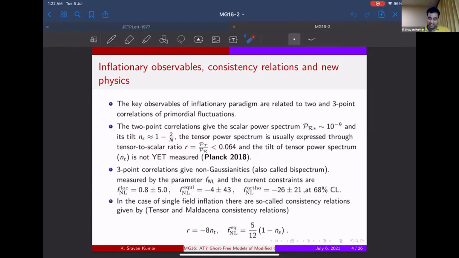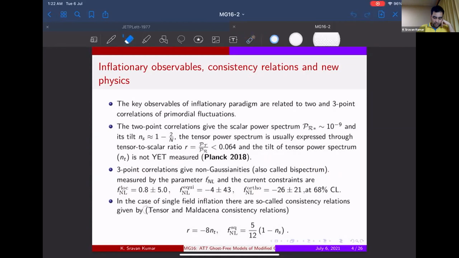Another key parameter is called the tensor tilt. It is not yet measured, but it is a very important parameter if we want to distinguish some frameworks of inflation and also some alternatives. And this is the current status of three-point correlations. If you look at three points in the CMB sky, these correlations tell us about the non-Gaussianities in the CMB, which physically means how the scalar fluctuations during inflation interact with each other. Tree-level interactions.